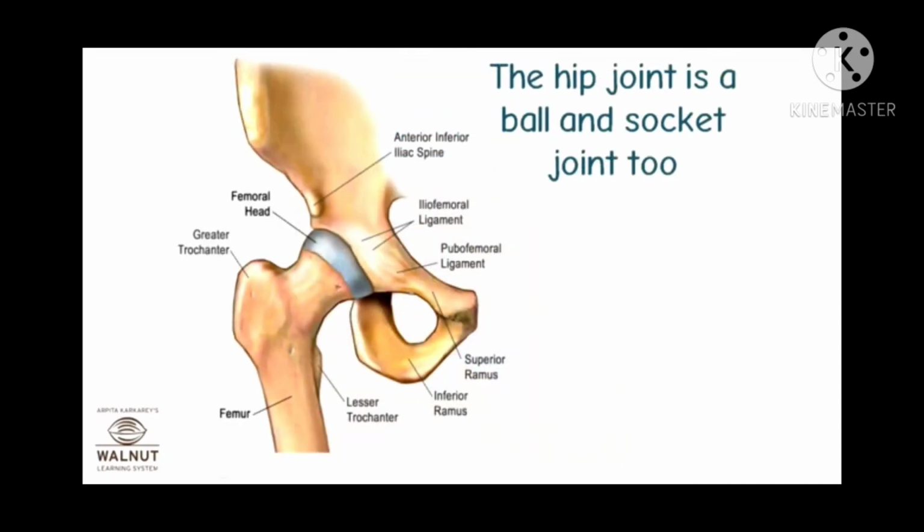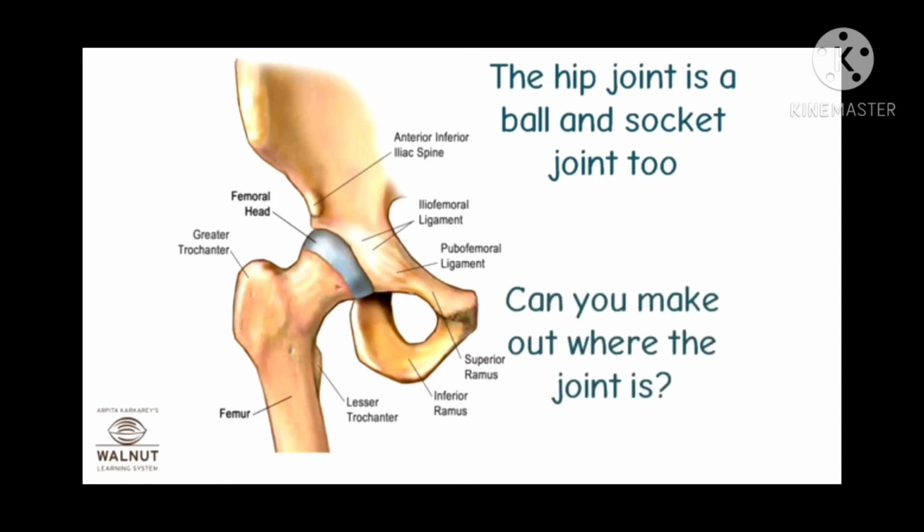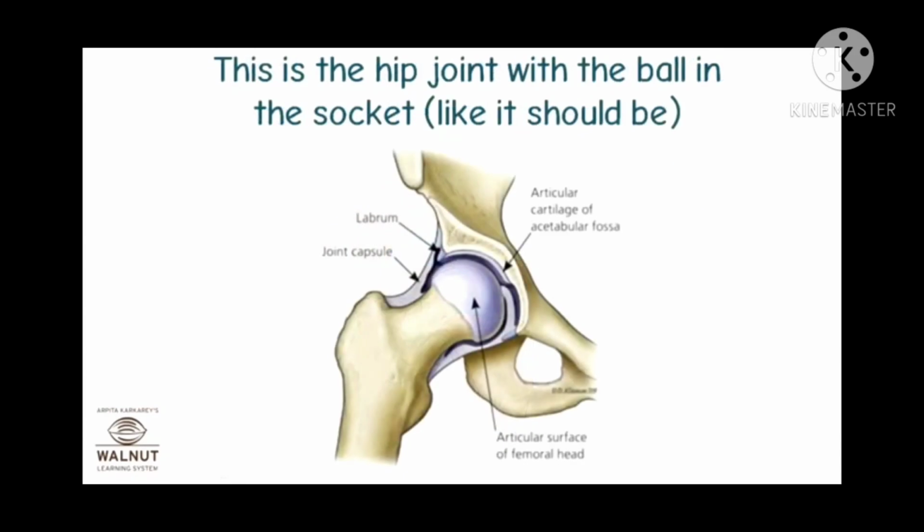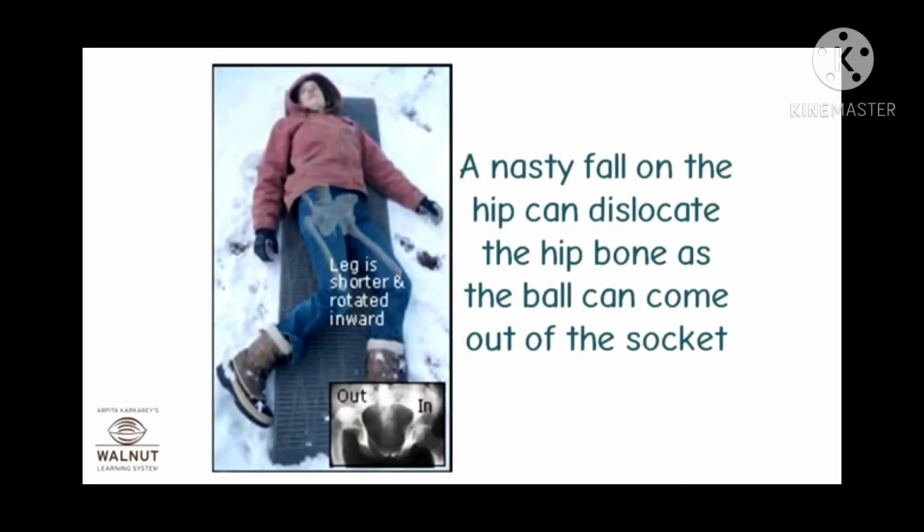The hip joint is a ball and socket joint too. Can you make out where the joint is? Yes, observe this video. Look at the separated hip joint. You can see the ball and socket here. This is the hip joint with the ball in the socket.